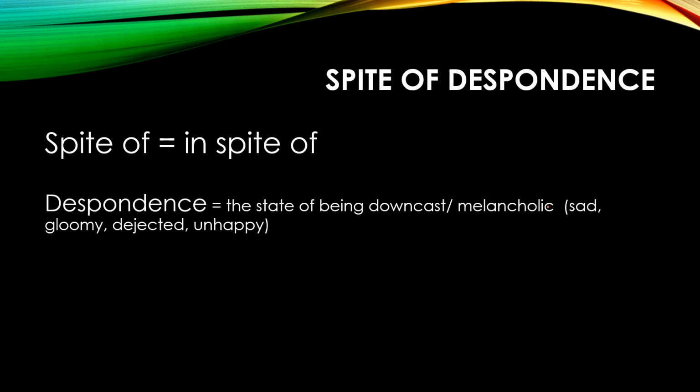Spite of despondence. Spite of here means in spite of. Despondence means the state of being downcast. Downcast means melancholic. Melancholic means sad, gloomy, dejected, or we can simply say unhappy. So in spite of this unhappiness, in spite of our life being dejected and gloomy, there are some beautiful things that help us to lead a life.